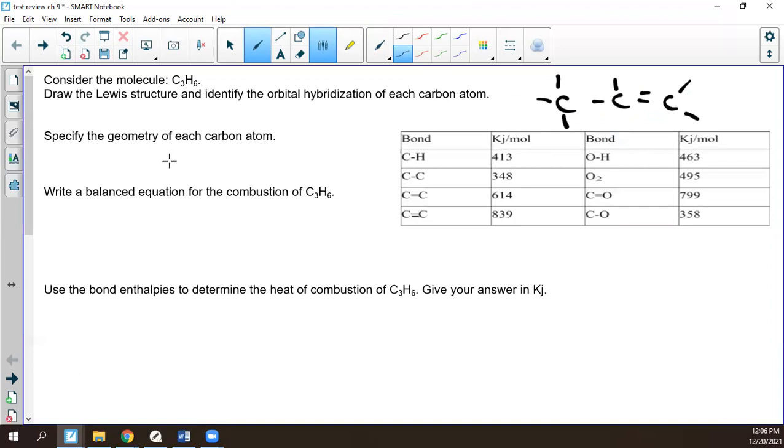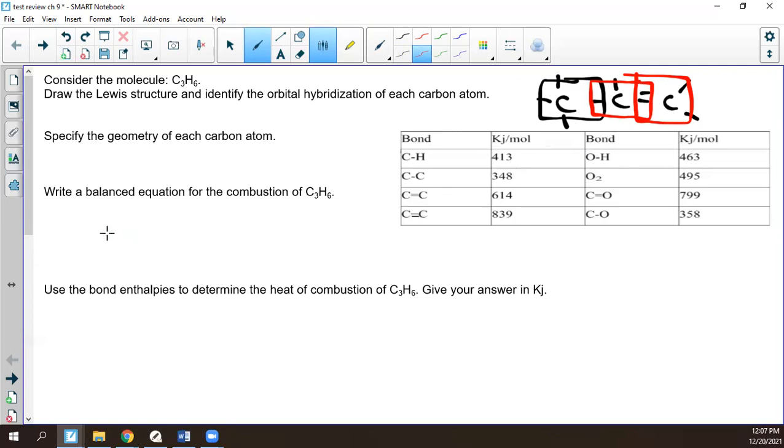All right, the geometry of each carbon atom. So this is 4. Tell your partner what 4 is. Tetrahedral. Good. This is 3. Tell your partner. Trigonal planar. And then this one is also 3, so that would be also trigonal planar. Easy enough.